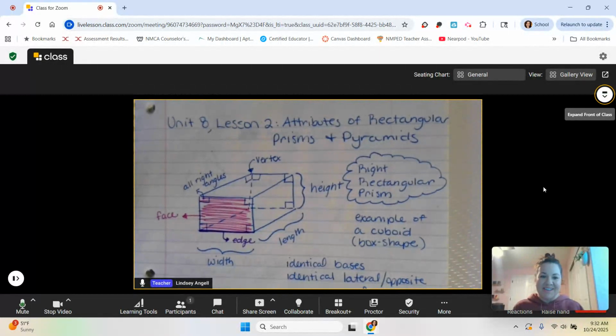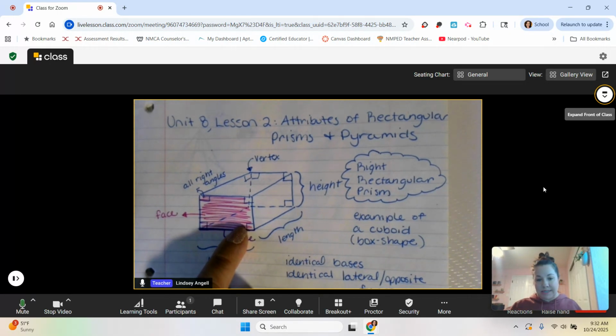Hi everyone, welcome to Unit 8, Lesson 2, Attributes of Rectangular Prisms and Pyramids. So there are two major categories of three-dimensional shapes that we're going to be talking about, prisms and pyramids. Okay, so a prism, this is an example of one right here.